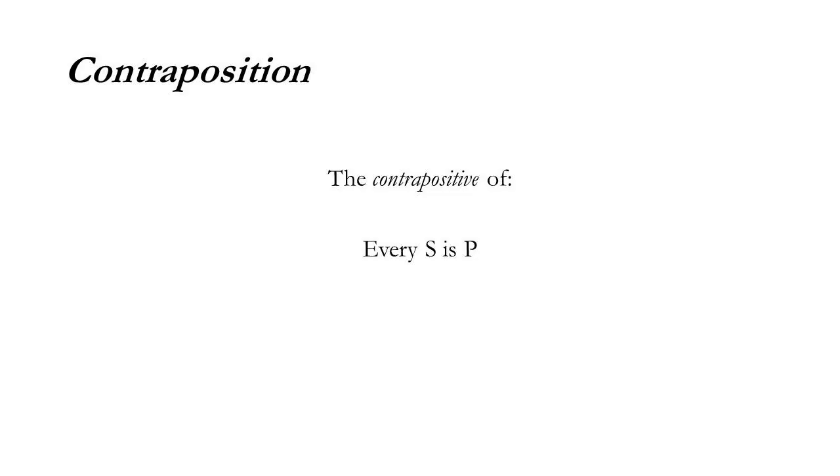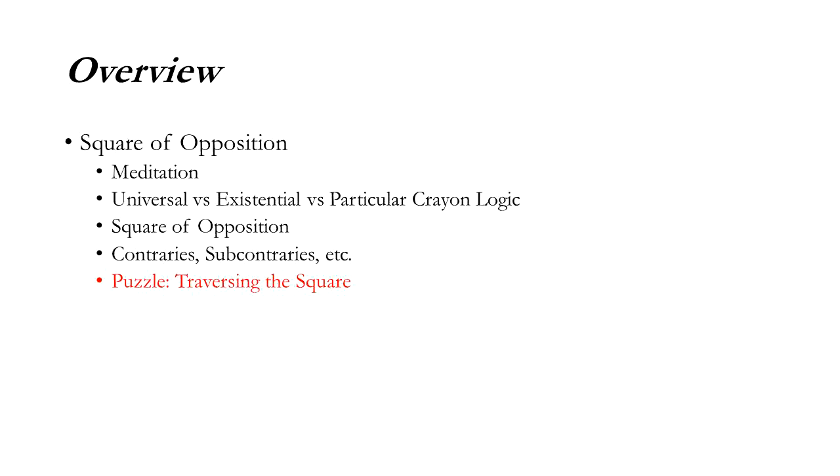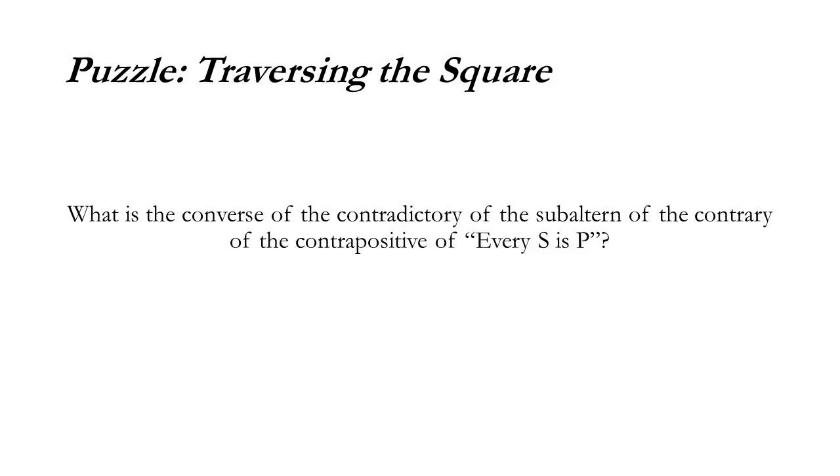In addition, we have contraposition. This is going to be a useful term for us. The contrapositive of every S is P is every not P is not S. What you do is you flip the P and the S and you put a not in front of it. That is contraposition. Really getting a hang of this is going to involve traversing the square. So I'm going to talk through that a little bit in anticipation of our discussion when we meet.